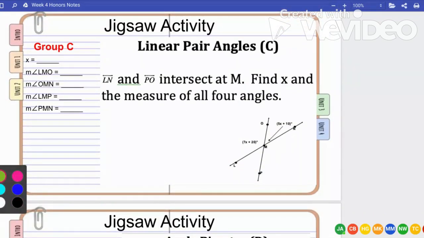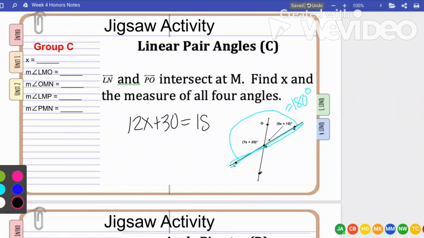On this example, it says you have a linear pair. Linear pairs, if you look at these two angles, they form a straight line together. So they have to add together to equal 180 degrees. So we combine the two angles. We get 12x plus 30 equals 180.